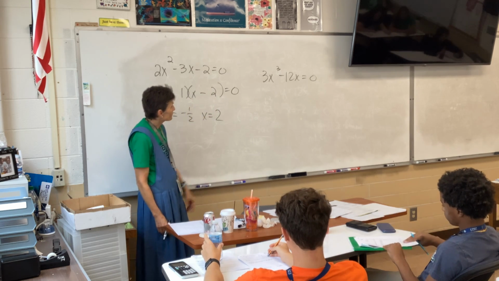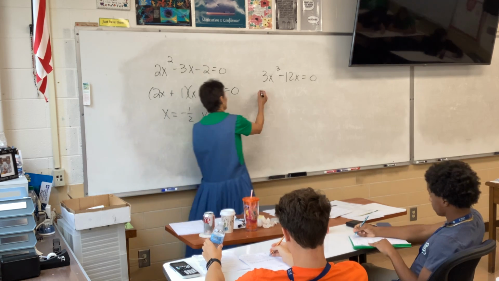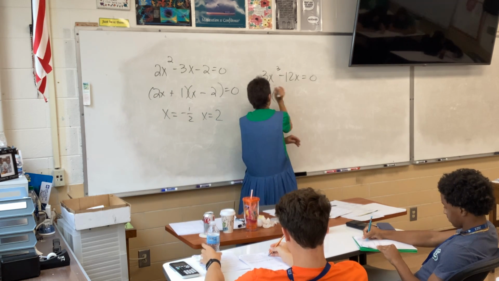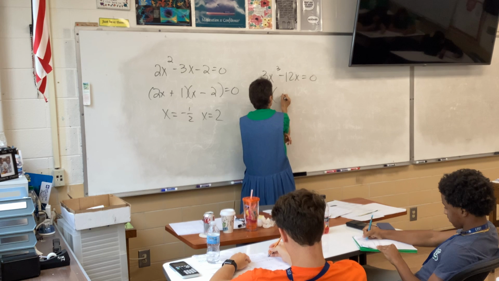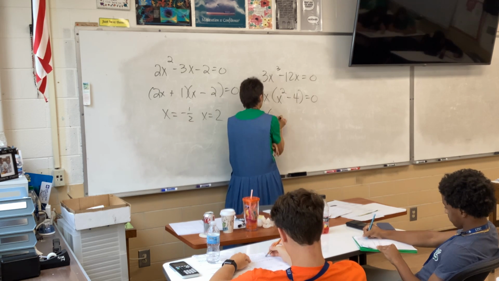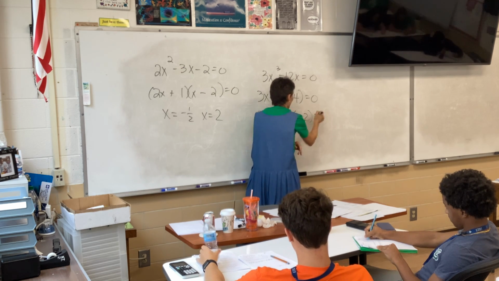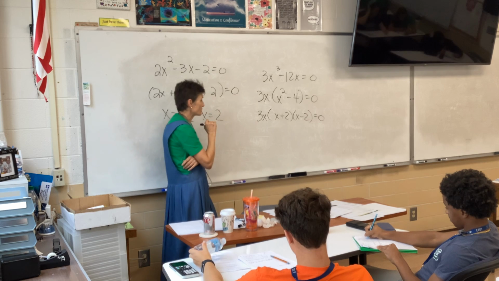I would take out a 3x. We call it the GCF, right? We always want to start that way. Good work, Finley. So take out a 3x, what do I have left? It's x squared minus 4, and then you can break that down. How can I break that down? 3x, x plus 2, x minus 2. We call this the difference of squares, and the difference of squares is factored that way.